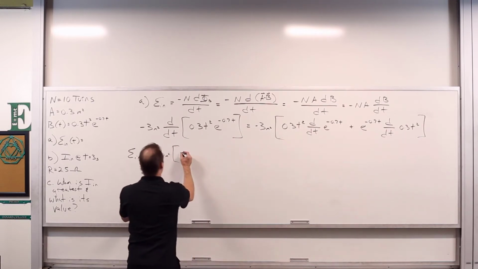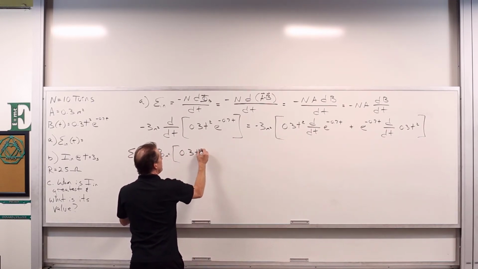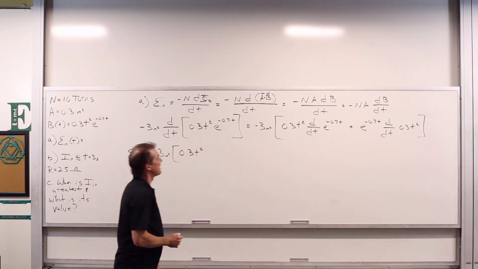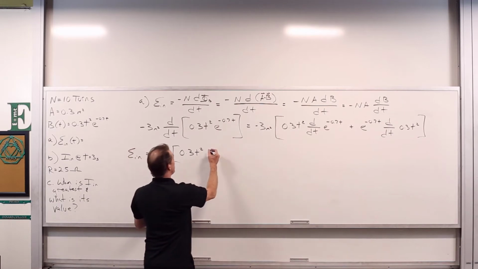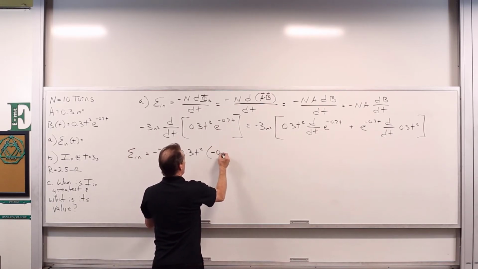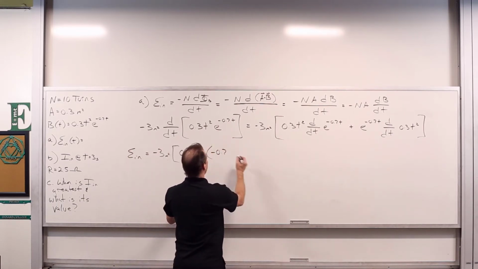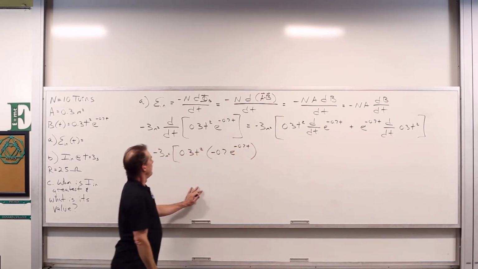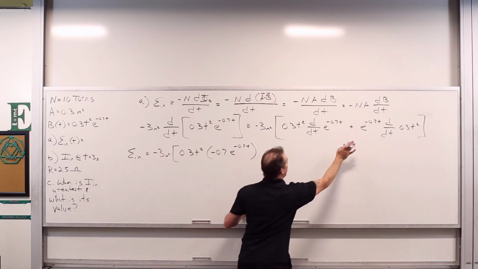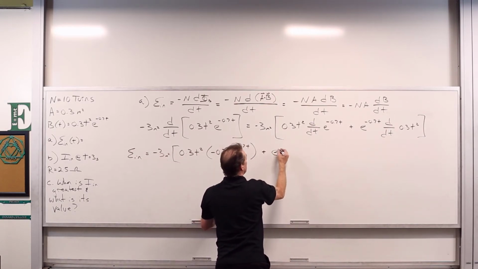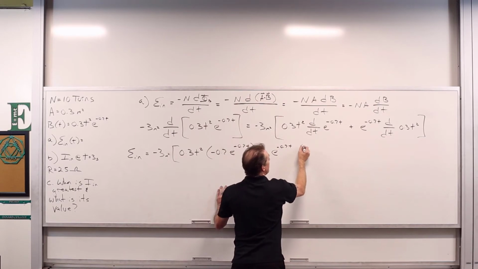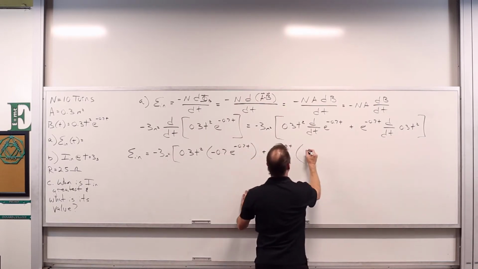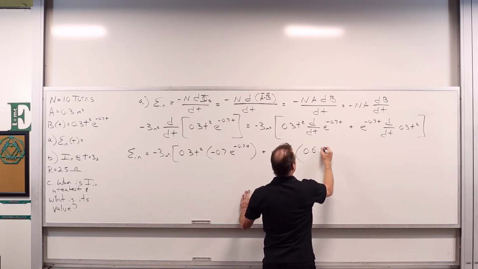That's fine. We've got ourselves 0.3 t squared, and then we've got the derivative of e to the negative 0.7 t, which will just give us a negative 0.7 multiplied by e to the negative 0.7 t. All right, and then we've got this term here, a plus e to the negative 0.7 t multiplied by what we're going to have, 0.6 t.